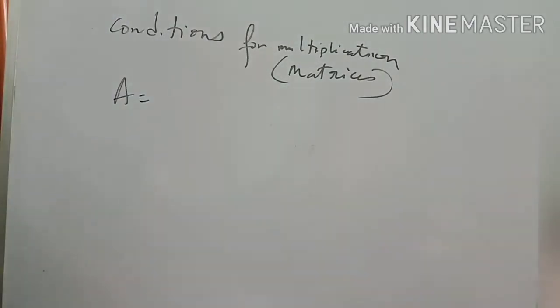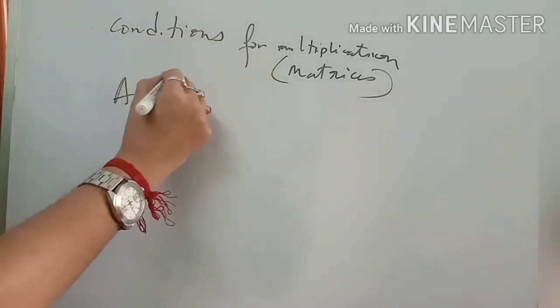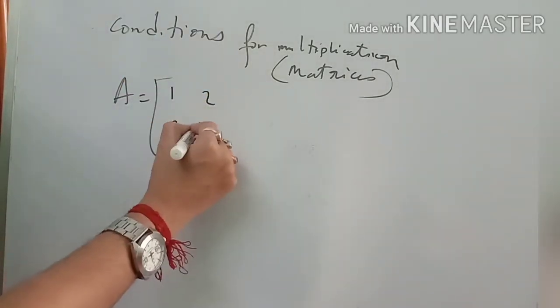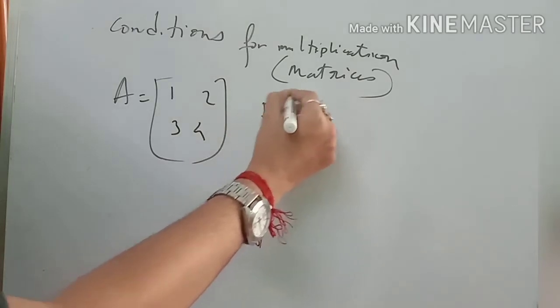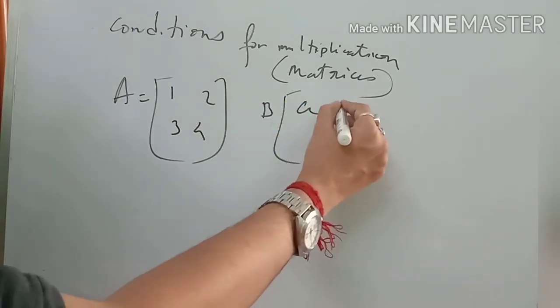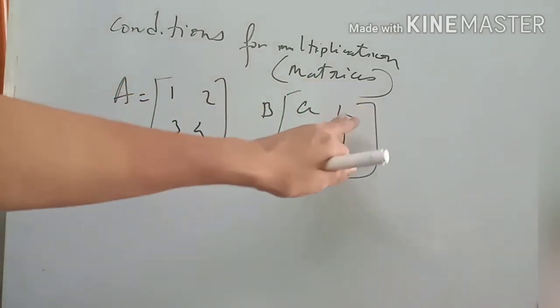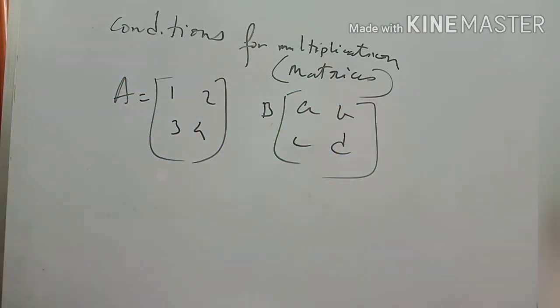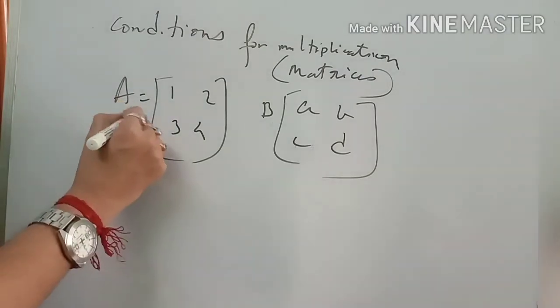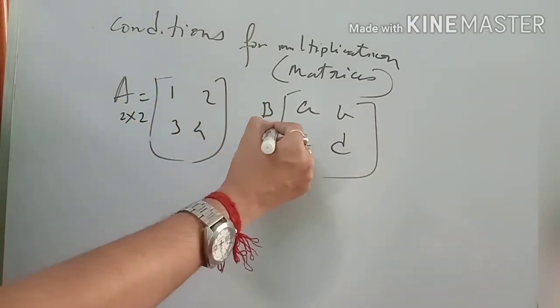Let's understand that first. Okay. Matrix A contains 1, 2, 3, 4. Suppose B contains A, B, C, D. Fine. Good. Is multiplication possible? Obviously it is possible. It is 2 into 2.